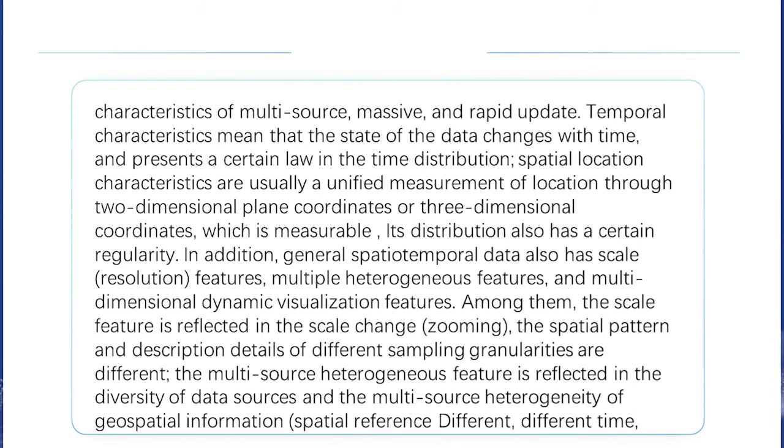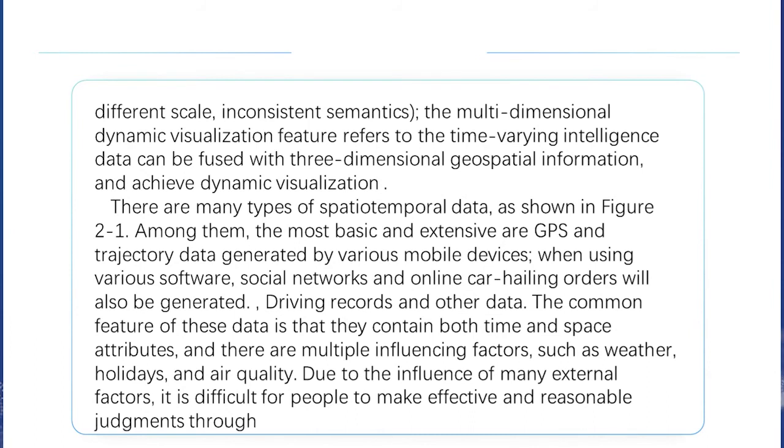In addition, general spatio-temporal data also has scale, resolution, multiple heterogeneous features, and multi-dimensional dynamic visualization features. Among them, the scale feature is reflected in the scale change, zooming. The spatial pattern and description details of different sampling granularities are different. The multi-source heterogeneous feature is reflected in the diversity of data sources and the multi-source heterogeneity of geospatial information: different spatial references, different times, different scales, inconsistent semantics. The multi-dimensional dynamic visualization feature refers to that time-varying intelligence data can be fused with three-dimensional geospatial information and achieve dynamic visualization.